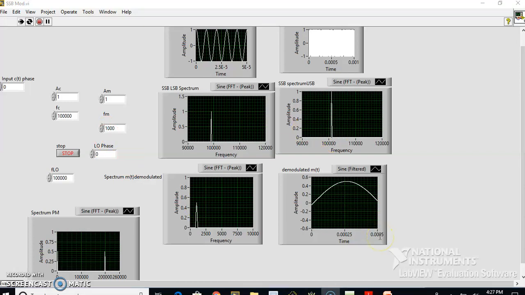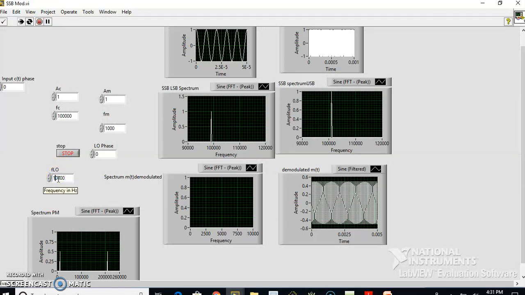Let us change the phase of the local oscillator to be different from that of the carrier signal. Let me make it equal to 60 degrees. There is not much difference here. You can see when it was at 0 degrees, this is fine. Only thing is that there is a slight phase shift here. Even if you make this equal to 90 degrees and run again, you can see this is fine, irrespective of the phase difference between the message and the carrier signal. As long as the frequency of the local oscillator and the carrier signals are the same, we are going to get the proper demodulation.